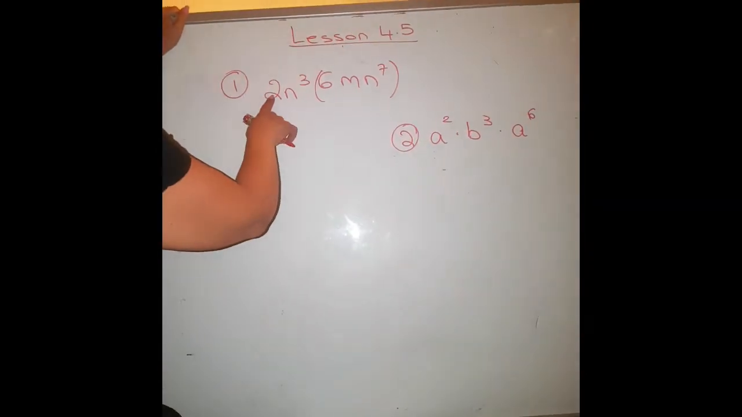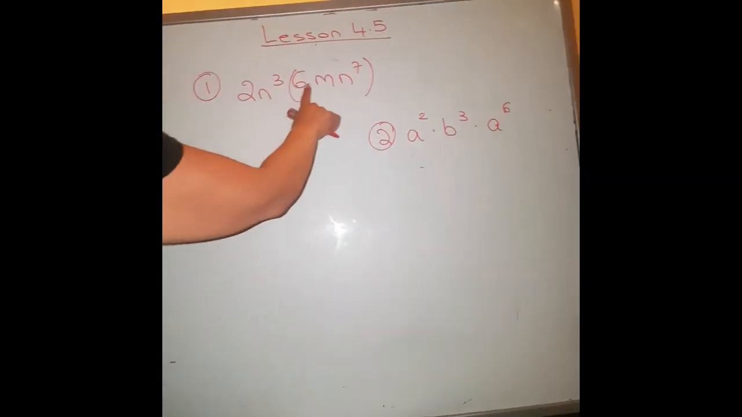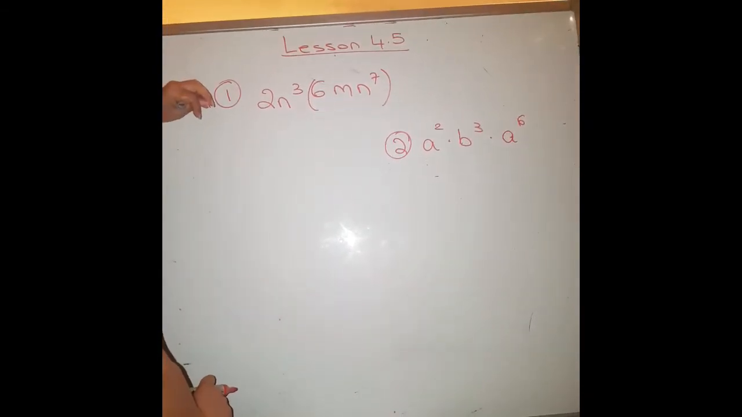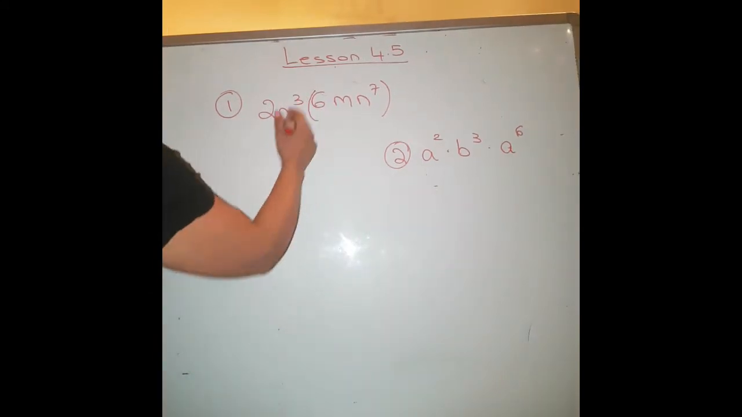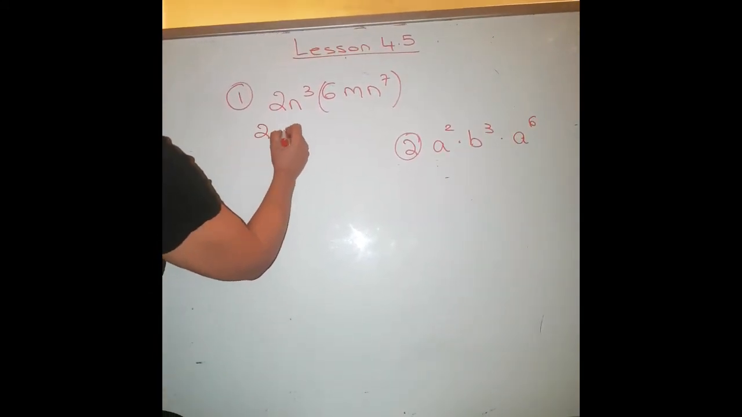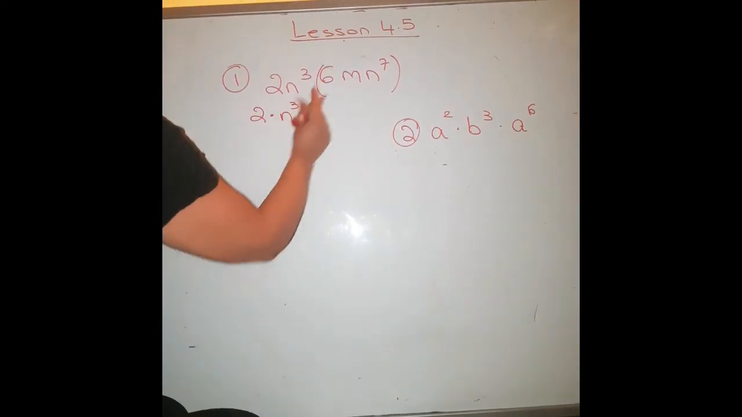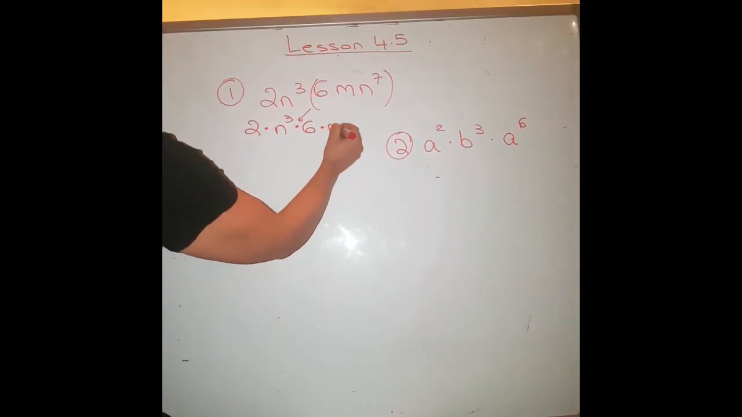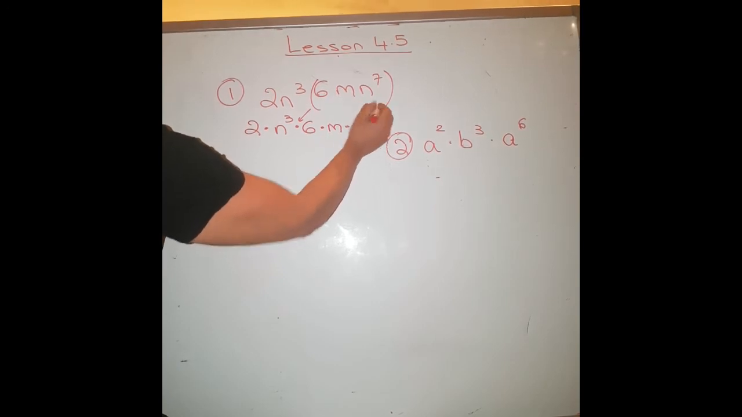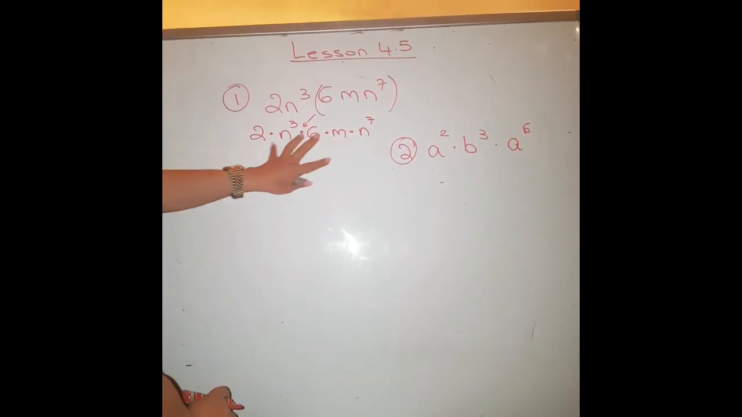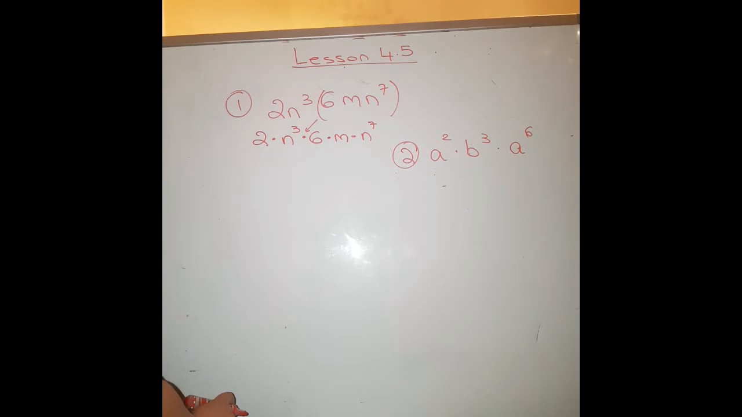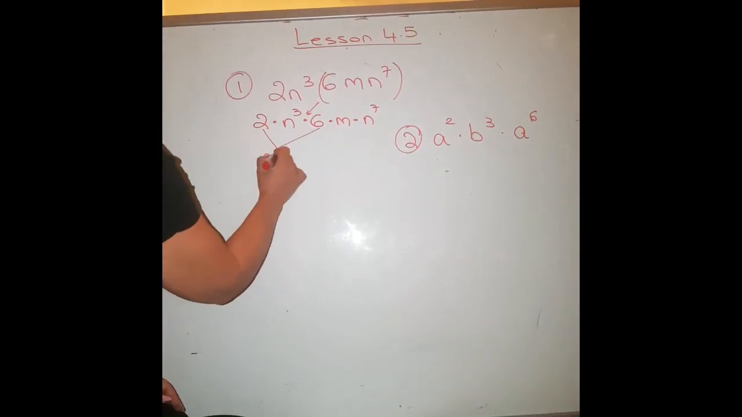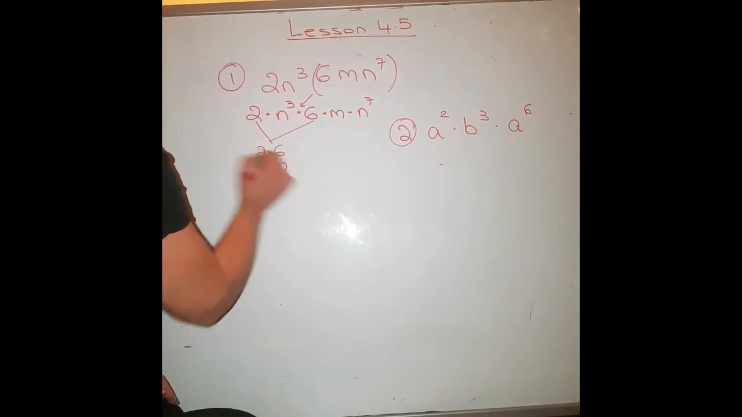The first example is 2n^3 in parentheses 6mn^7. The easiest way to do this is open up what you have. What does this mean? 2 times n to the third times, which is the parentheses, 6 times m times n to the 7th. Once you open them up, that's how you're going to see where your like terms are. So the first thing I do is I start multiplying my numbers, 2 times 6, which is 12.